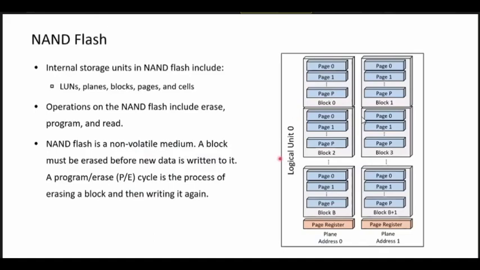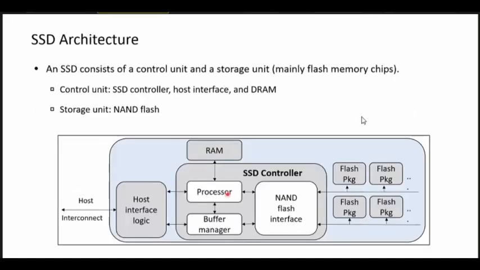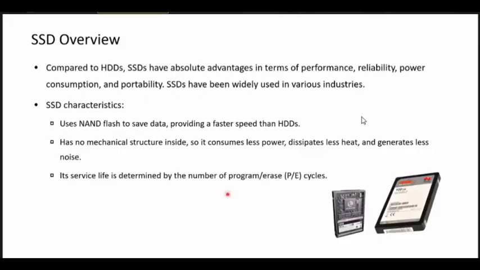Can you go back to the previous slide? Okay, no worries. So there is a processor inside, right? No, the previous slide, before this. Okay. The program and erase cycle. Usually, how many times can the cell be used before it gets problems? Program and erase, how many times usually?